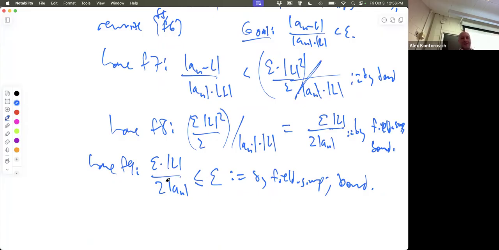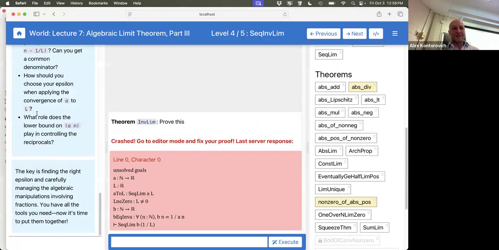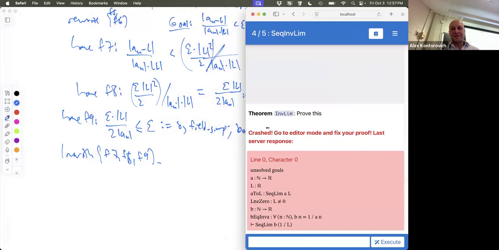And finally, we're done, right? Because this was equal to that, that was equal to that, that was already in the goal. The goal was to prove that that's less than epsilon. We have a strict less than sign there and a less than or equal to sign here. So now it should just be linarith. It's linear arithmetic on just F7, F8, and F9. Okay? Let's do it. Any questions? Let's see if the game agrees.